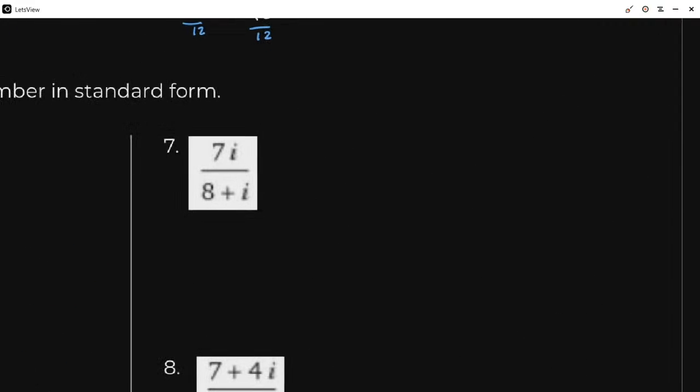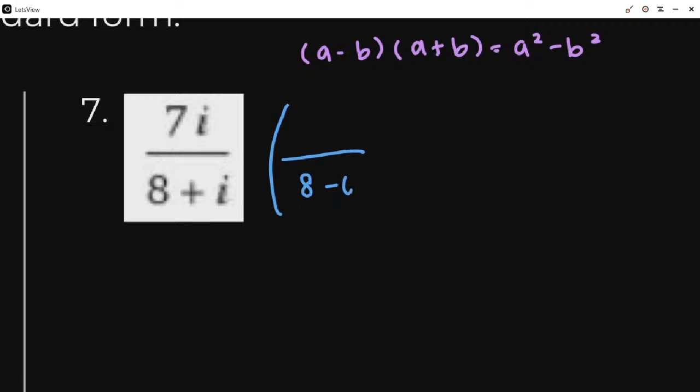Okay, next, so standard form is when there are no radicals in the denominator. So for this problem, we have to multiply by the conjugate. So using a minus b times a plus b equals a squared minus b squared. So the difference of two squares, we'll want to multiply by the opposite sign in the denominator. So this is very similar to the conjugate for radicals. So we want to multiply by 8 minus i on the top and on the bottom because we don't want to change the problem.